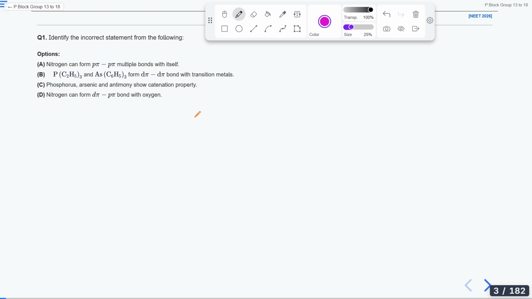If you get the answer, write it in the chat section. Okay, so Sangvi is telling D is the correct answer. Question is visible to you, right? The text is large enough to be visible. If anyone is facing difficulty in viewing it, please write it in the chat section. So what will be the correct answer, students? Yes, try it by yourself.